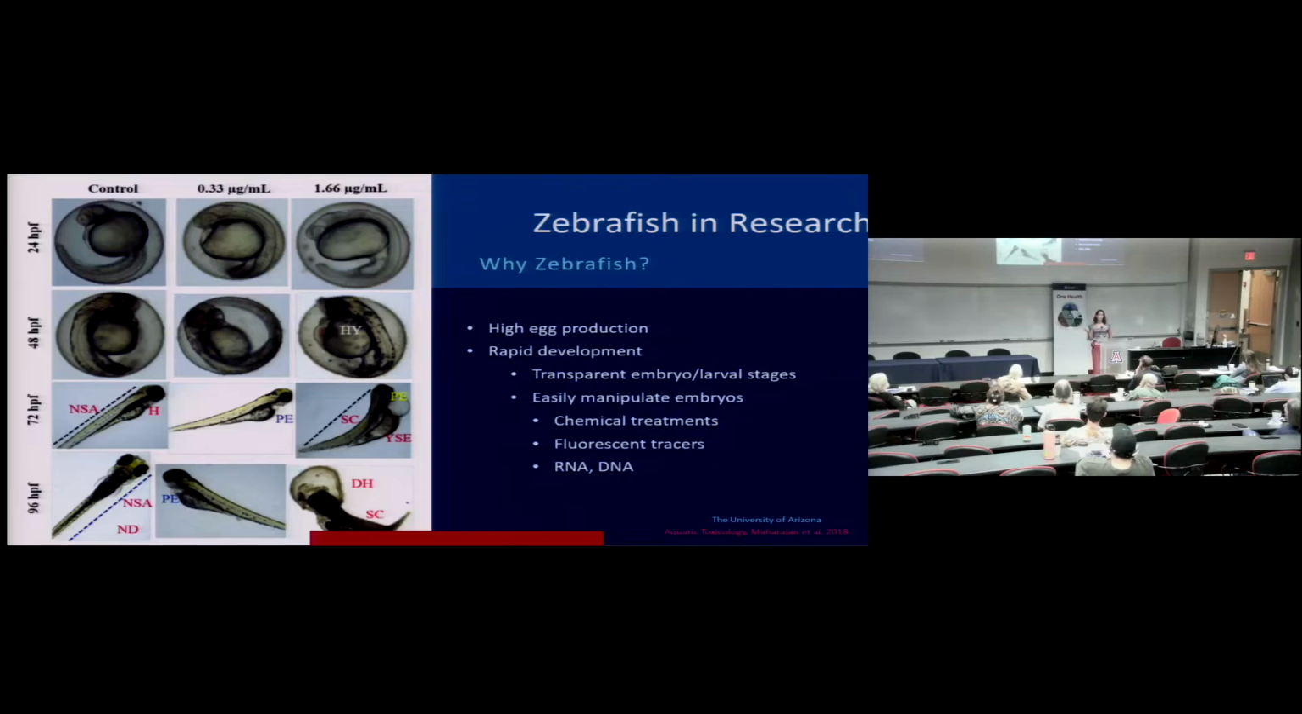One of the things you can do, since we know how the development proceeds over time, is you can introduce these embryos to different chemicals and then study the changes. So this picture here on the left is your control. The other two rows are showing you different exposures to concentrations of chemicals and the changes in the phenotypes you can see shown here.